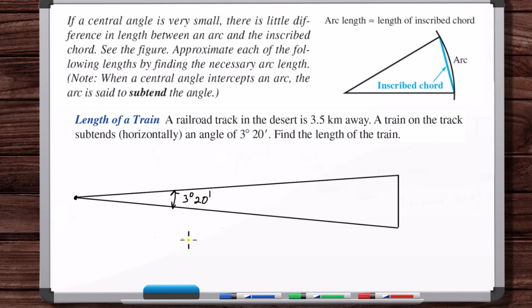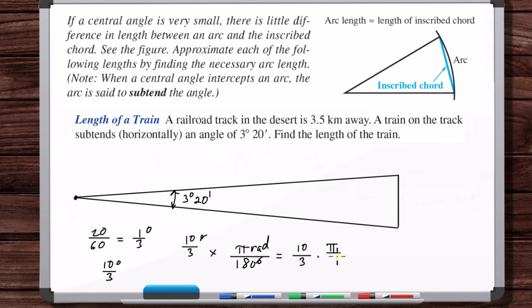So what is this angle as a decimal? Well, 20 minutes is how many degrees? There's 60 minutes per degree, so that's 1/3 of a degree. So 3 1/3 degrees is 3 times 3 is 9, so that's 10/3 of a degree. Let's convert that to radians. How many radians is 10/3 of a degree? So 180 degrees for every pi radians. So that's 10/3 times pi over 180. It's pi over 54. Okay, so this radius is 3.5 kilometers.